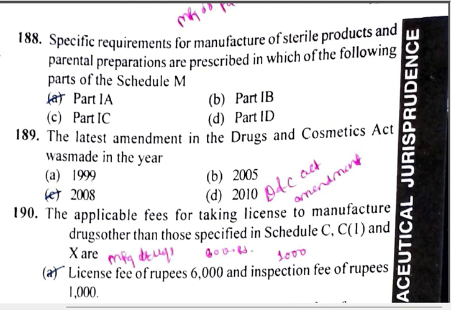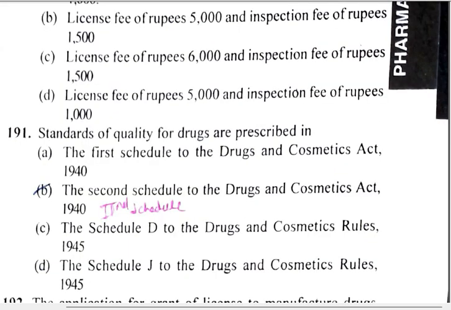The applicable fees for taking license to manufacture drugs other than those specified in Schedule C, C1 and X are license fee of rupees 6,000 and inspection fee of rupees 1,000. Standards of quality for drugs are prescribed in the second schedule.